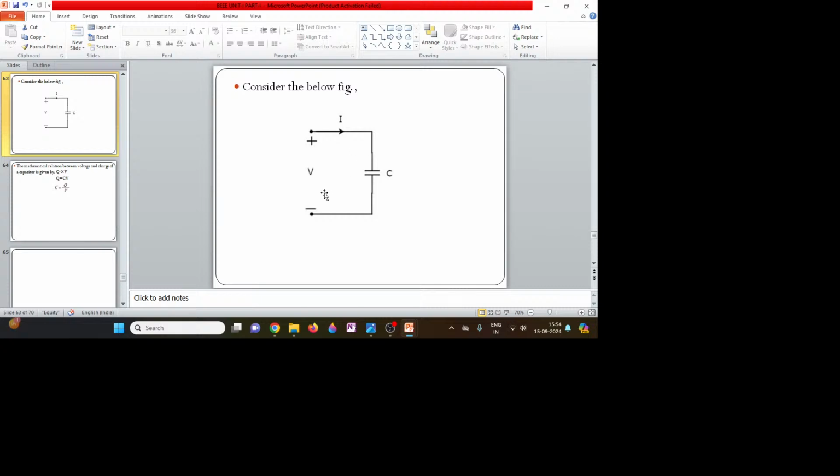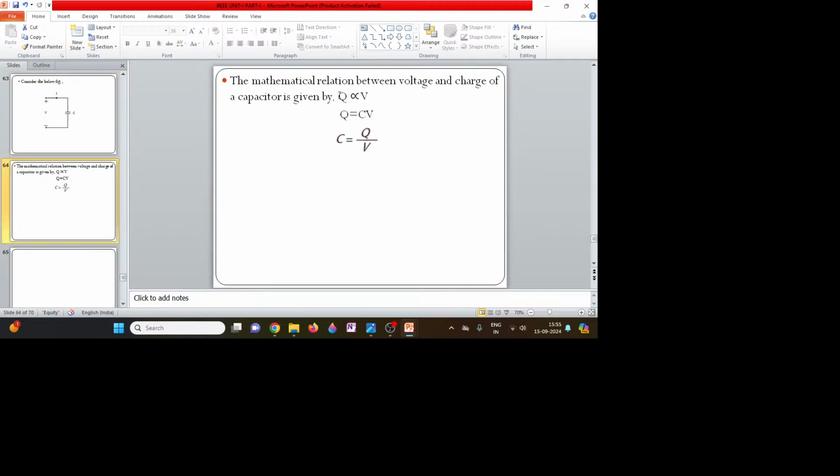Voltage that is applied, sorry, not induced, it is whatever voltage that is applied to the capacitor. The charge that is accumulated on the plates will be proportional to the voltage. So you can write like this: the charge Q will always be proportional to whatever voltage is applied across the capacitor.